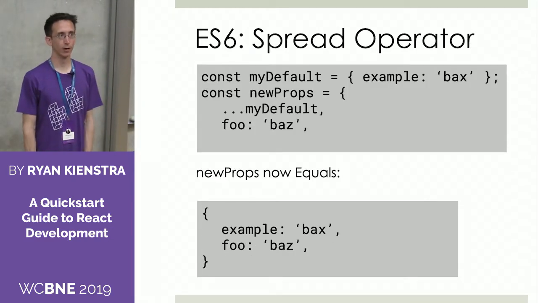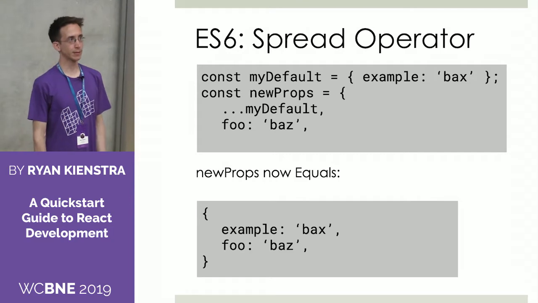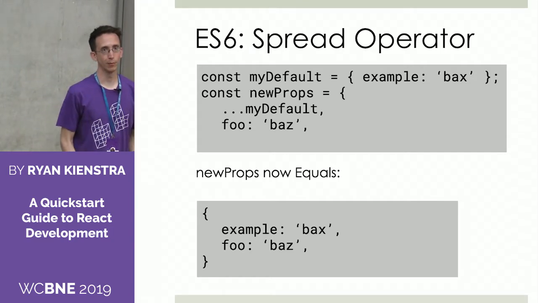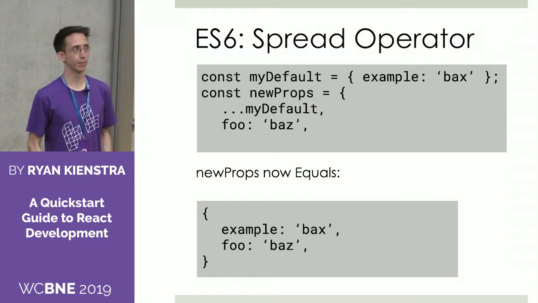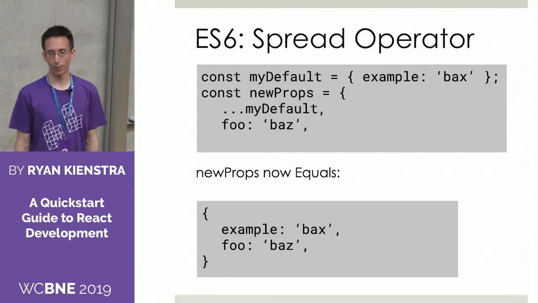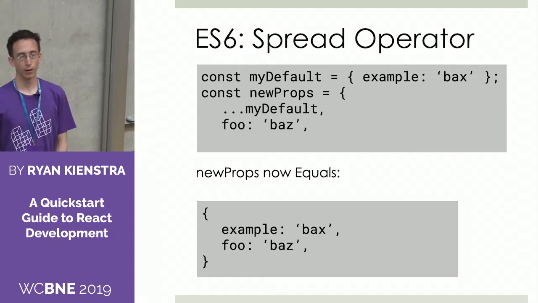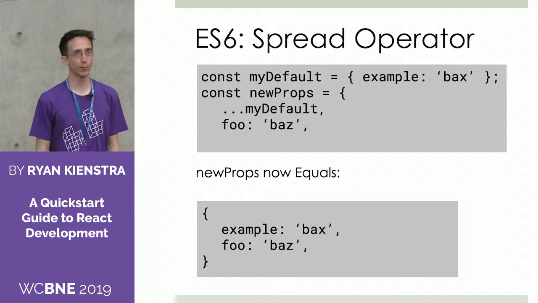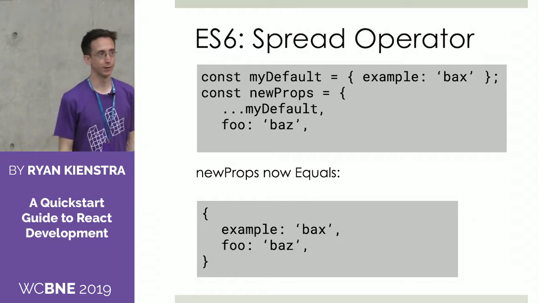This is another quirk of ES6. It's not absolutely necessary to use this. Most of the time you can get away without using it, but it's good to be aware of more or less how this works. And this is the spread operator. You can see in the third line, you have ...myDefault. And it's another pretty strange thing that took me a while to understand.